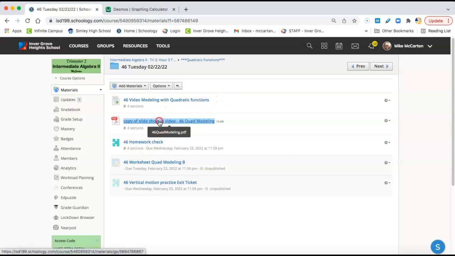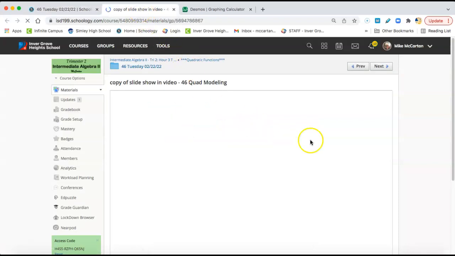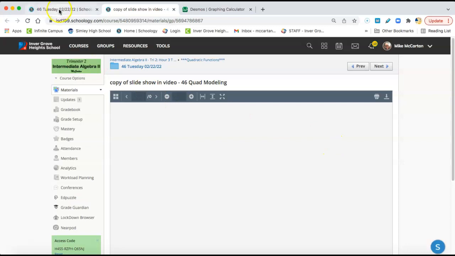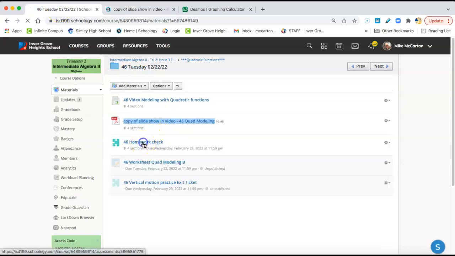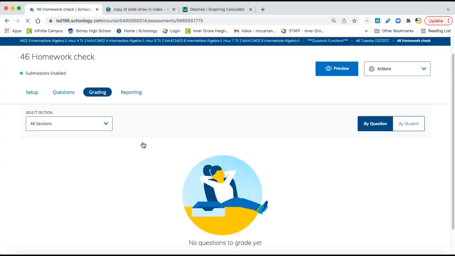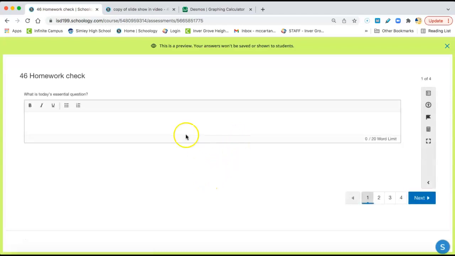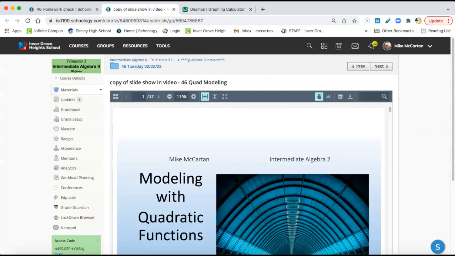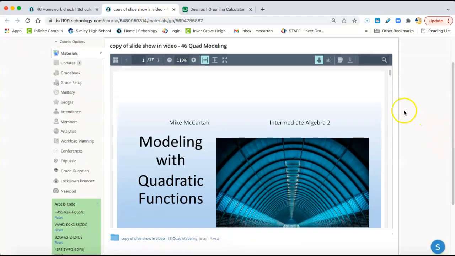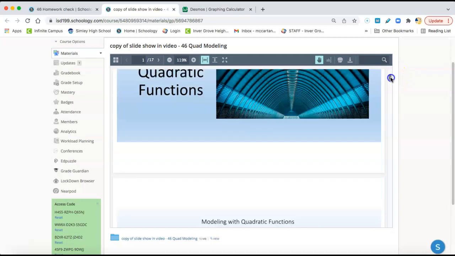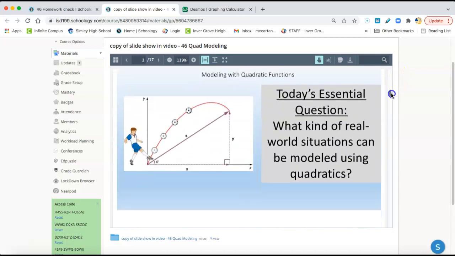I'll open up a copy of the slideshow in a separate tab, because it has the answers for us. We'll open up the homework check and take a look at it. It always starts with the essential question of the day. It's worth 3 points, and it's usually the third slide. It's in the video. If you watch the video, it's right there. What kind of real world situations can be modeled using quadratics?